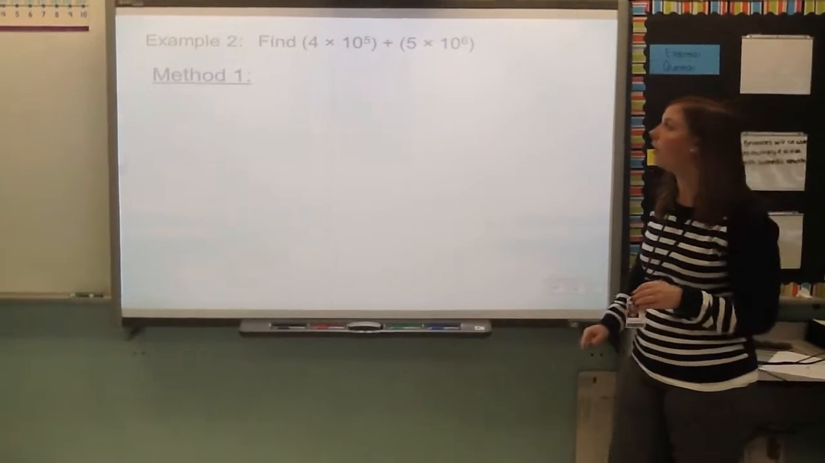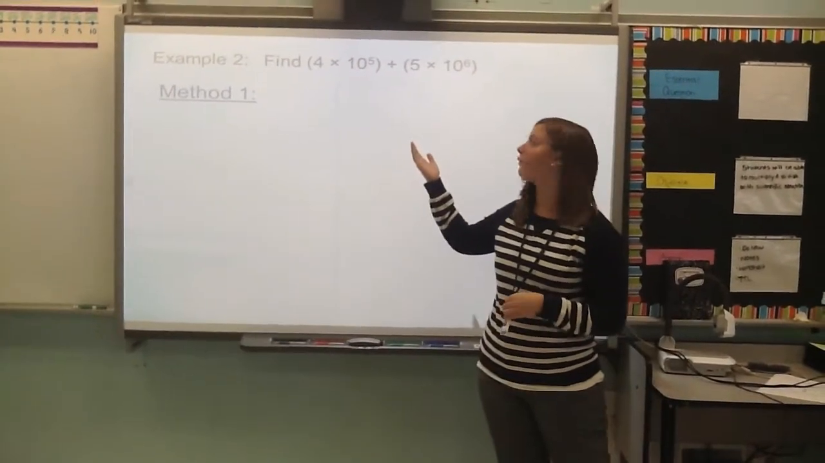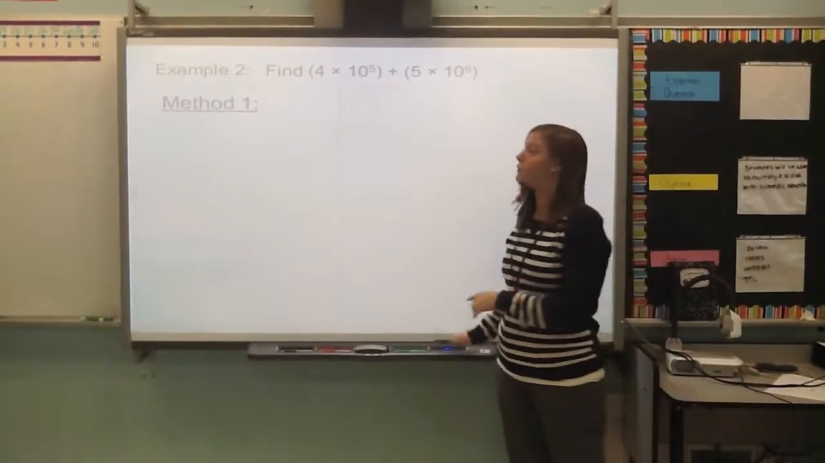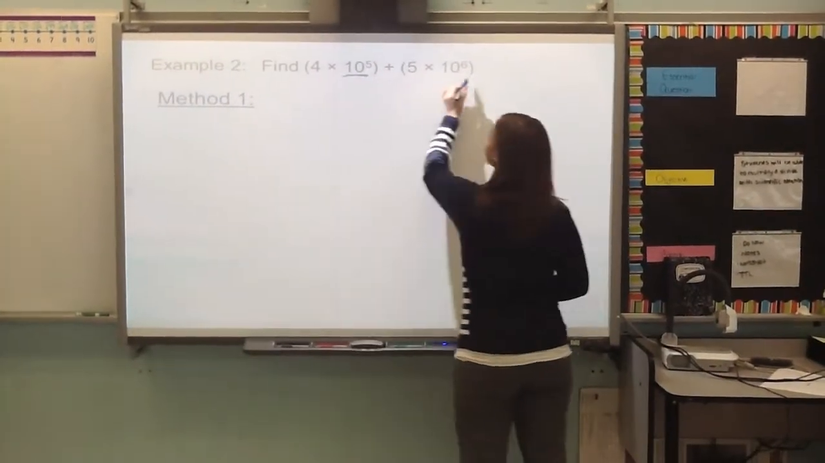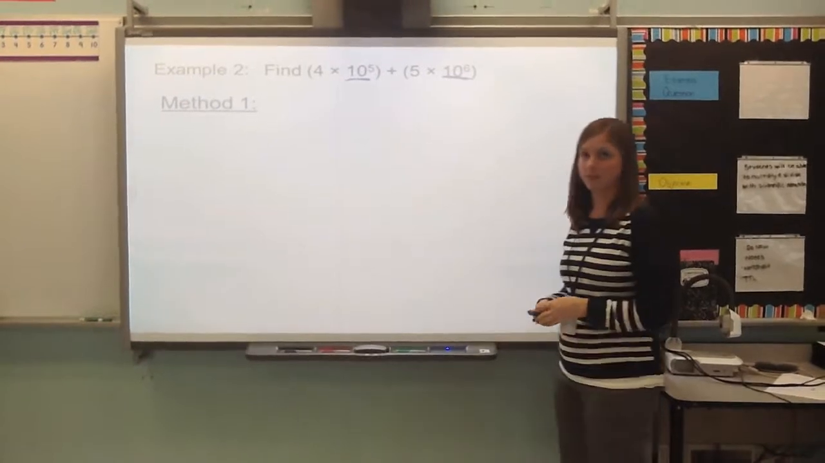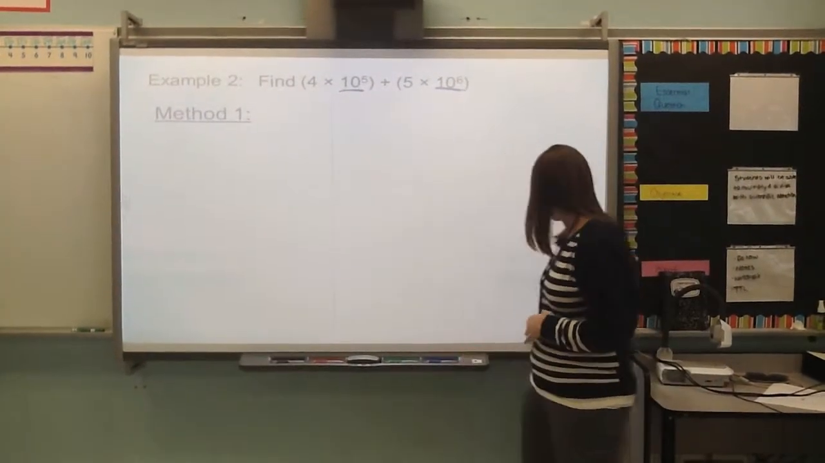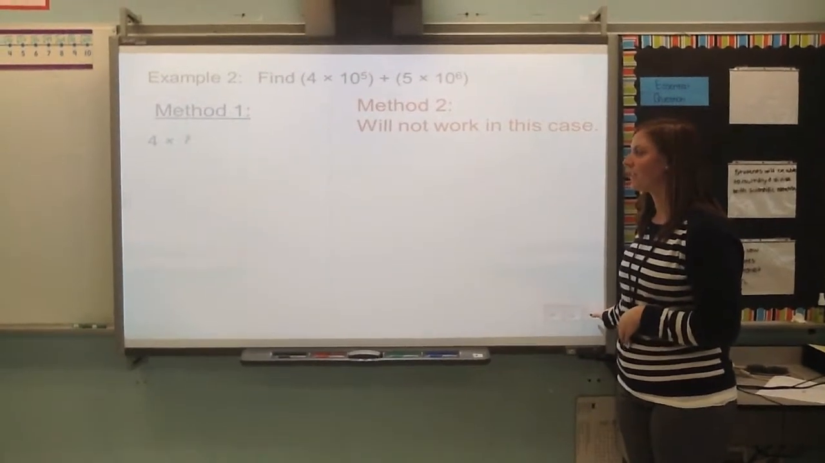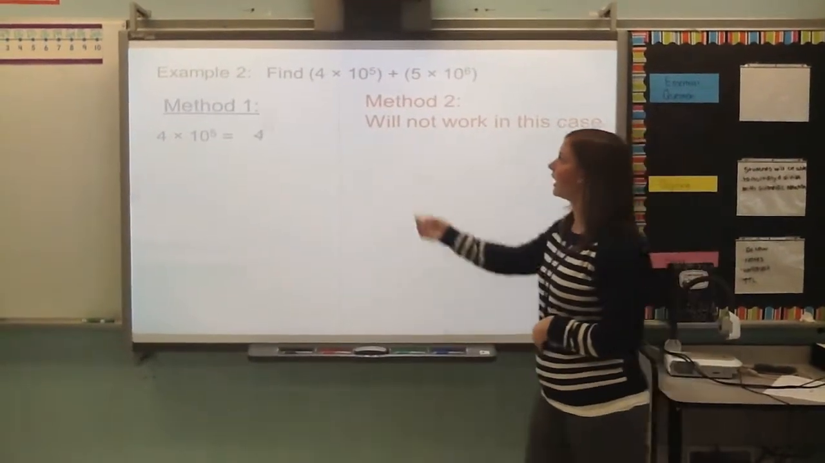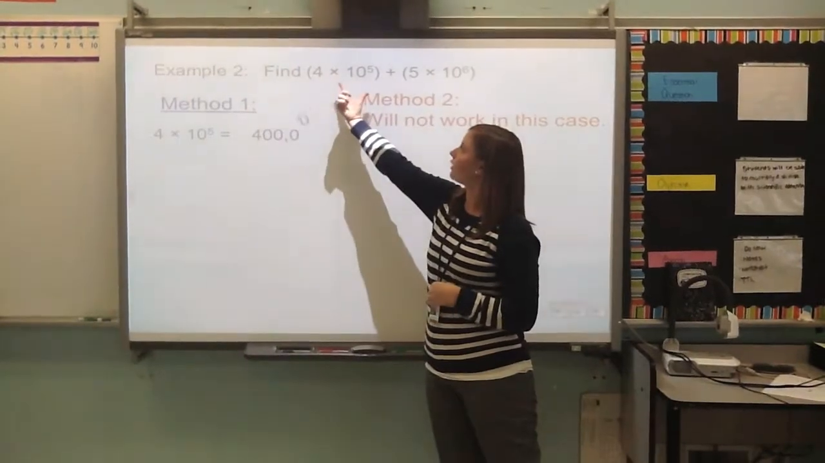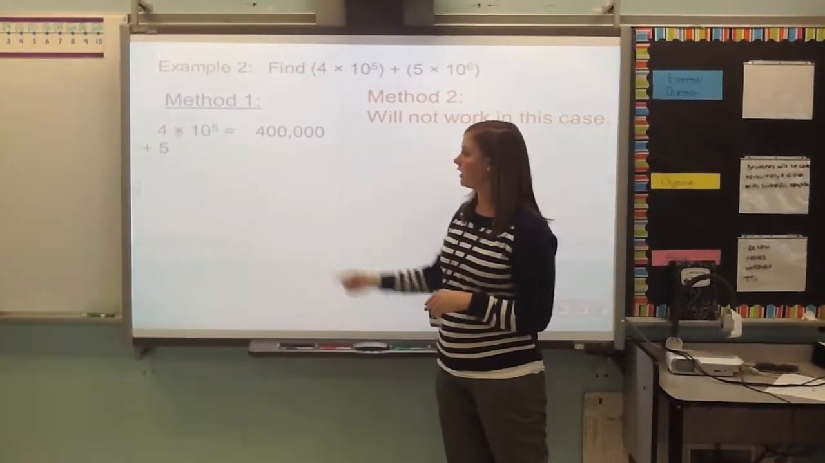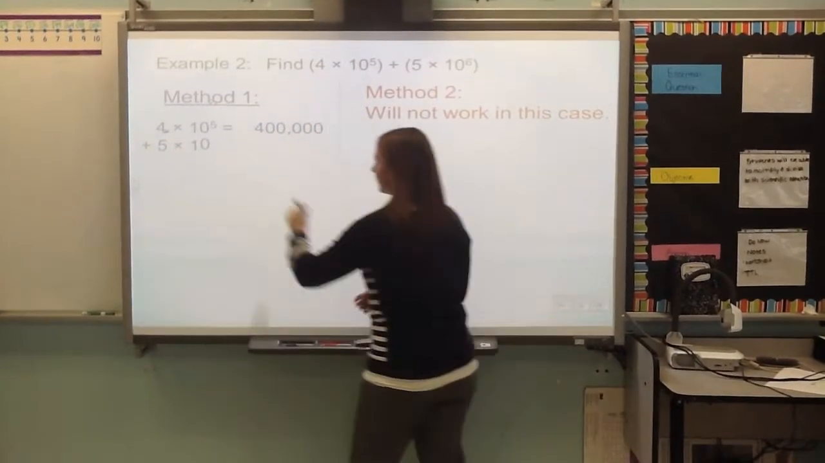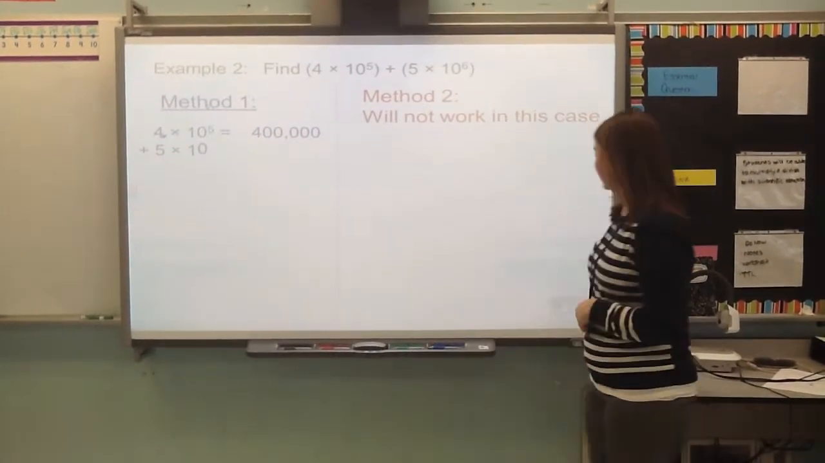Okay, so this example says 4 times 10 to the 5th power plus 5 times 10 to the 6th power. You guys will notice that these two bases do not have the same exponents. So we're going to start with method 1 the same way we did in the last slide. We're going to expand out 4 times 10 to the 5th into standard notation. So remember our decimal point is right here, and we're just going to move it over 5 spaces. So that's where 400,000 came from.